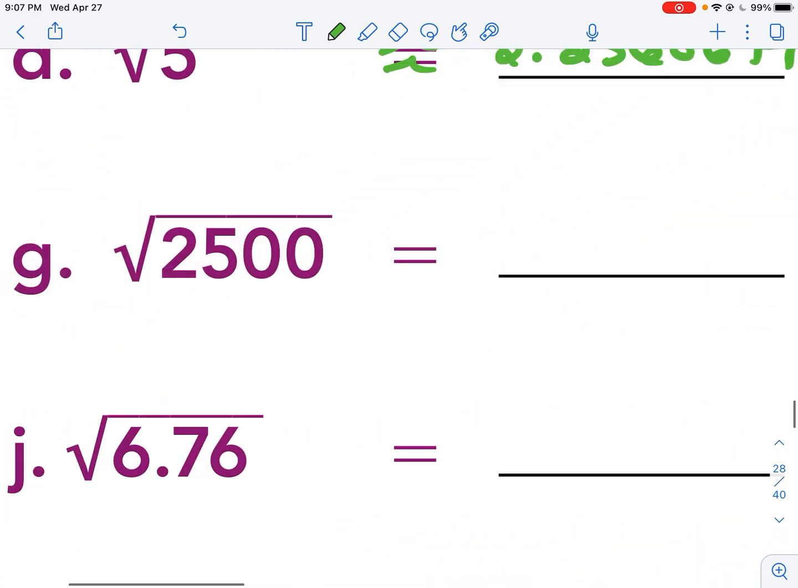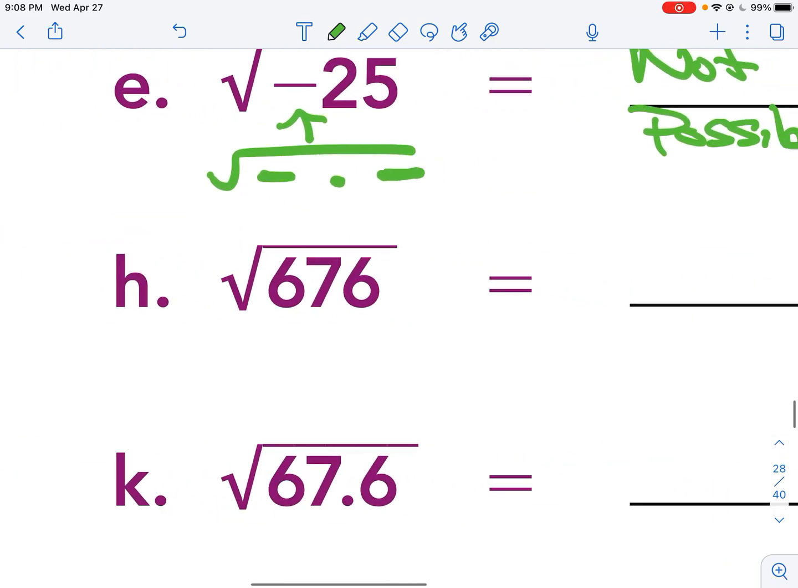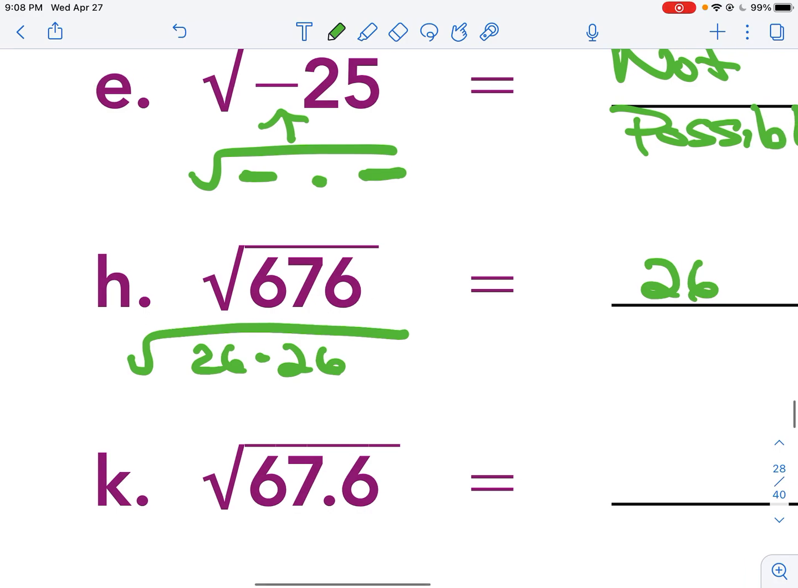Okay, this one. Now this one, this is the same thing as saying 25 times 100. This is the same thing as saying 5 times 5 and 10 times 10. I'm guessing that when I plug it in, I'm going to get 50. Oh, look at that. I got 50. This one, I don't know that off the top of my head. Actually, I do, but this is the same thing as saying 26 times 26. So that would get 26.